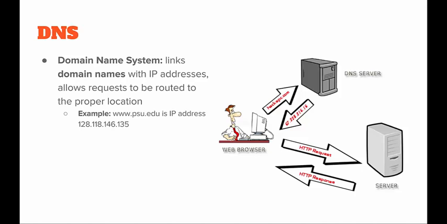You may have heard the term DNS in your travels as well, which stands for Domain Name System. This is something that links domain names with IP addresses, allowing requests to be routed to the proper location. For example, www.psu.edu has an IP address of 128.118.146.135. Either the URL www.psu.edu or the IP address can be used to access the website. However, for both, we need the HTTP portion to actually say how.